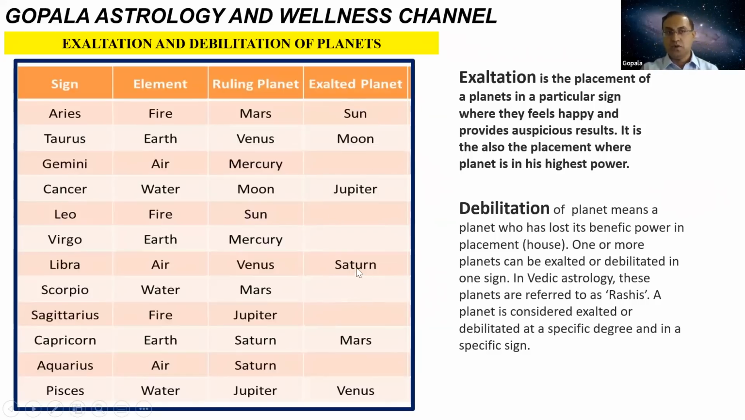Saturn gets exalted in Libra, or Tula Rashi. That is why he's called Nyayadish. He's the judge. The Libra symbol represents the weighing scale with a blindfolded lady who is the queen of justice.